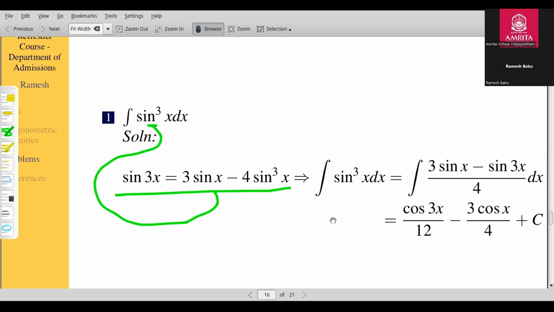In this problem, I am using a trigonometrical identity, but not using the trigonometrical substitution. I am not using the trigonometrical substitution. I am using only the trigonometrical identity from the triple angle identity.